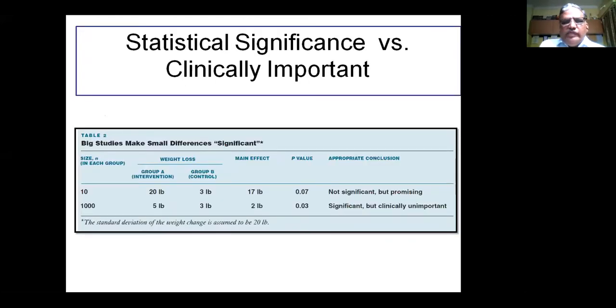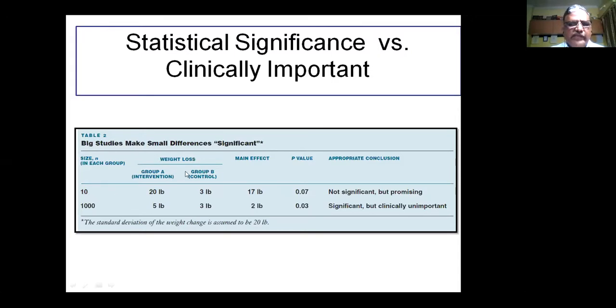Now coming to a very interesting and important concept. A lot of times when we talk a little loosely, we say "clinically significant." So there is a concept called statistical significance, and another is clinical significance. But post 1990s, people have stopped using the word clinical significance. They call it clinically important. So: statistical significance and clinically important.